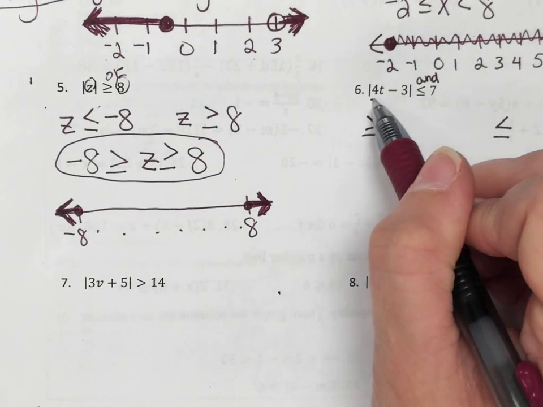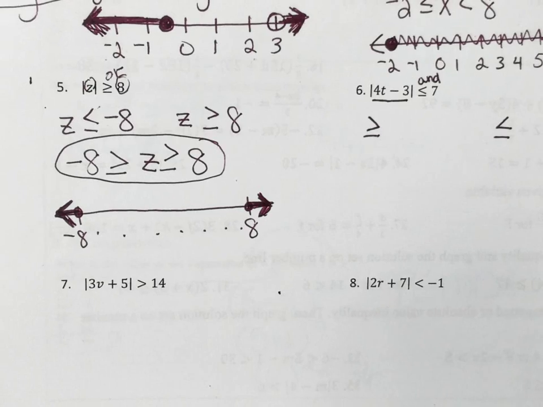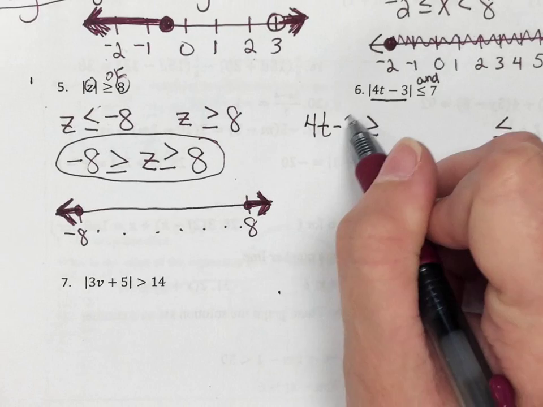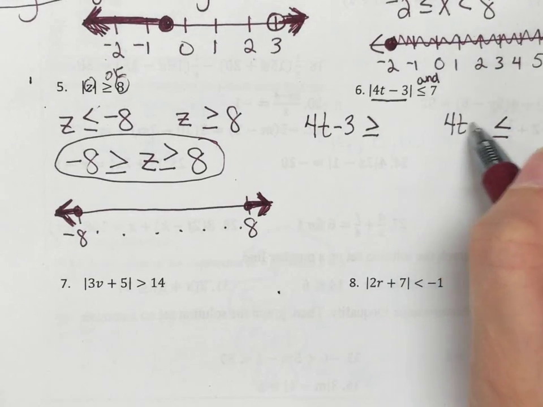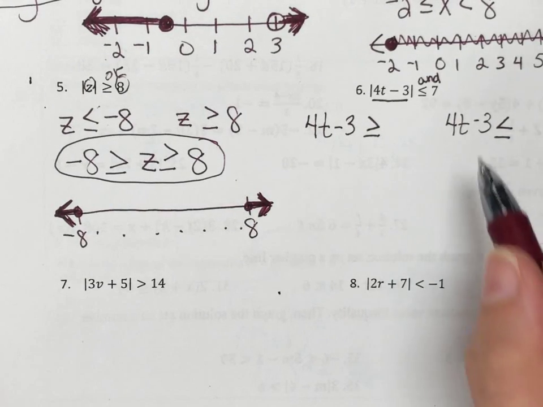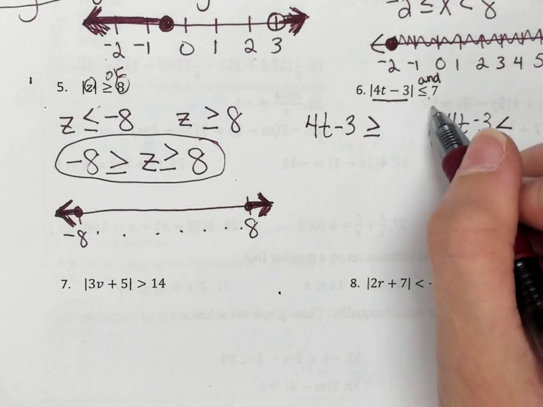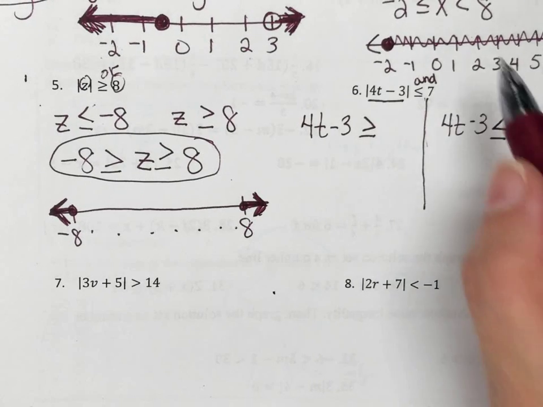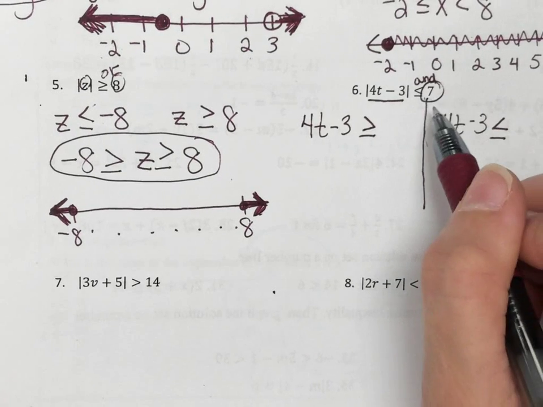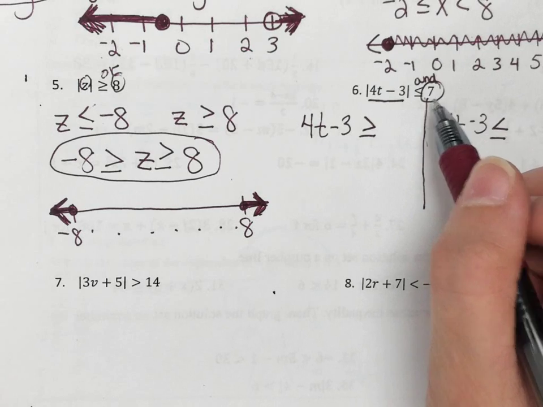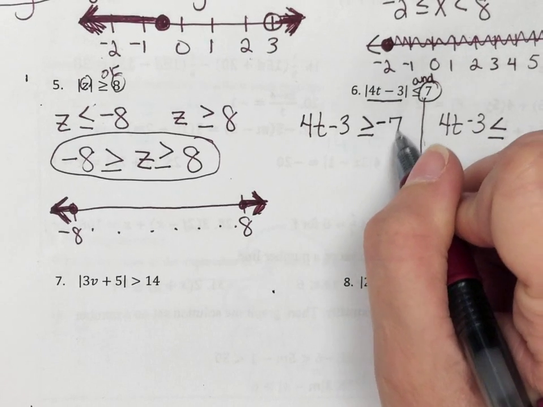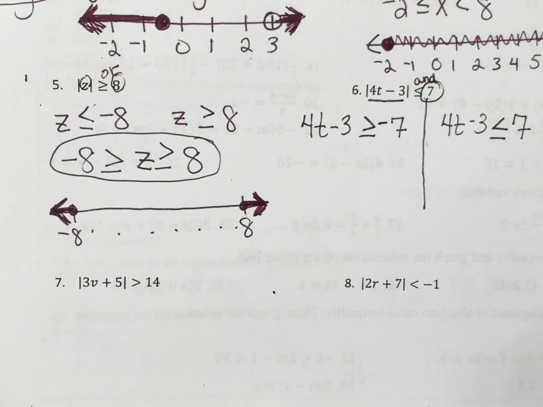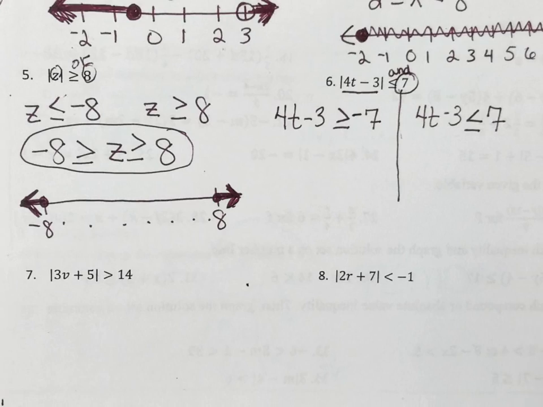Alright, so then you take this inside piece. Now look, guys, that inside piece does not change. Nothing about the inside changes. So it's 4t minus 3 on this side and 4t minus 3 on that side. So it's like 2 different problems. You can kind of draw a line right here if you want to. Then you set the 7. The 7 is what changes positive and negative. The -7 goes on the left inequality. The +7 goes on the right inequality. And then you just solve it.